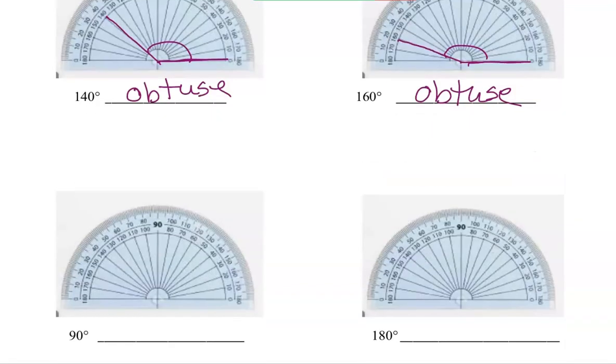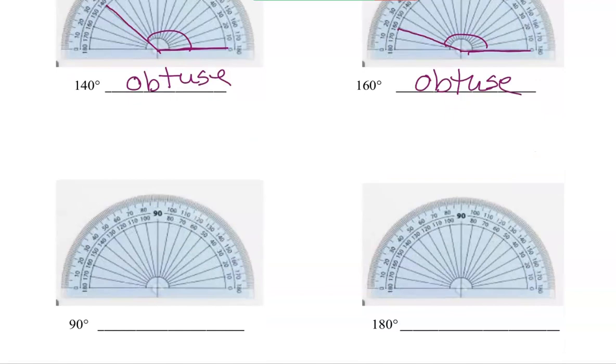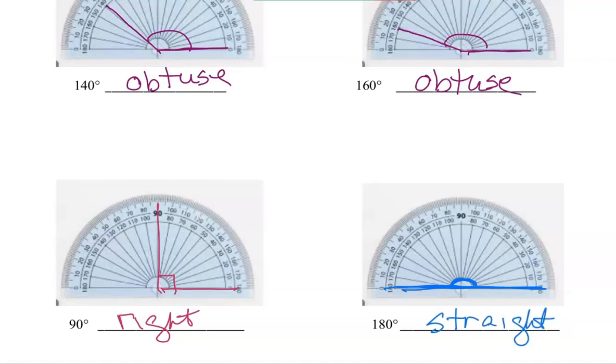And now I believe we have two more. 90 degrees is going to be straight up like that. I'll put a little box there. That is right. And last but not least, the straight angle is right here. I'll put this little half circle there. And that is a straight angle. That completes this. So go back over this really carefully, and you will do great on this assessment.